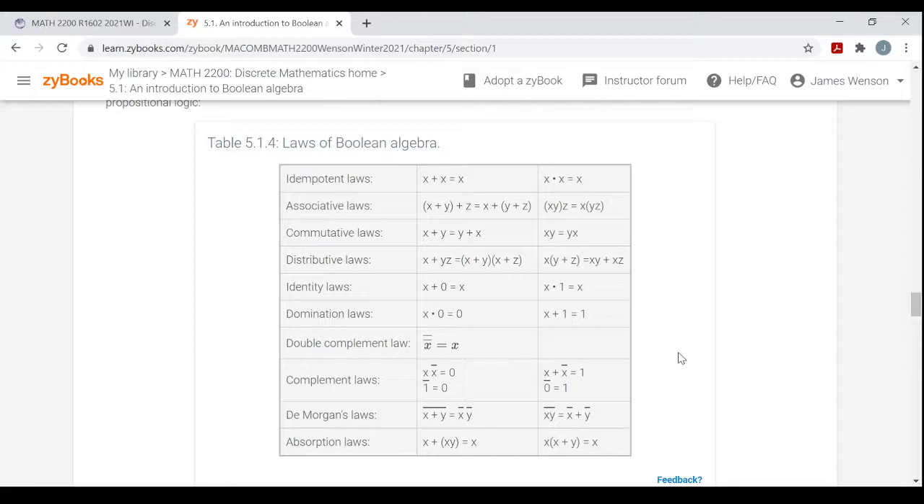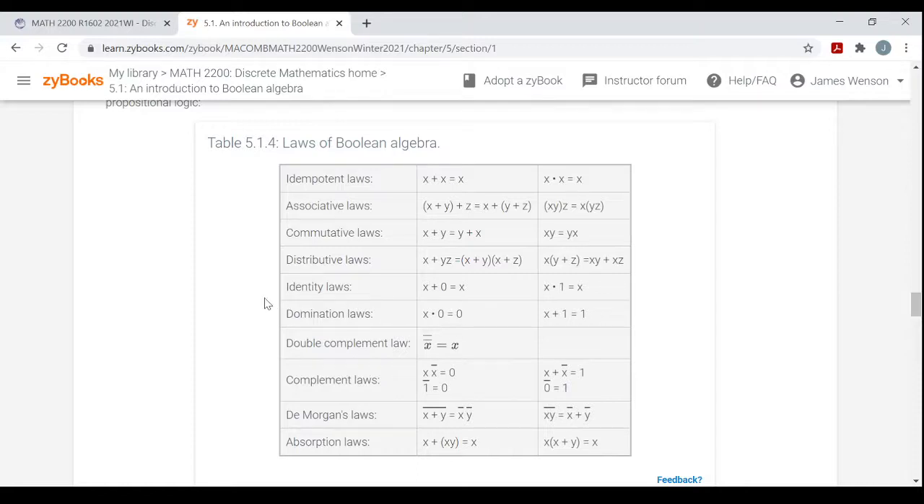You've seen all of these, and they have the same names: the idempotent laws, the associative laws, commutative, distributive. I've already written the distributive out. Identity laws. Again, if you replace all the pluses with ors, all the multiplications with ands, all the ones with true, all the zeros with falses, and all the bars with negations, you get the exact same stuff as in chapter 1. All the same laws.